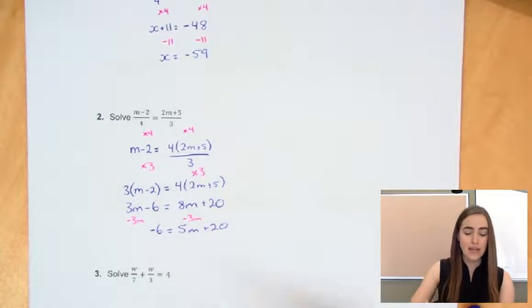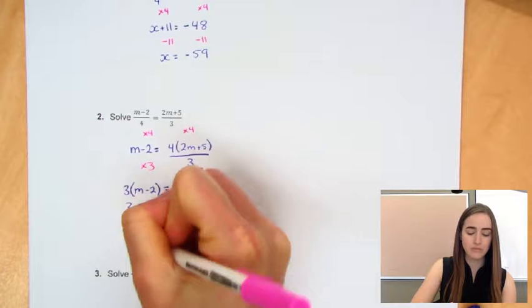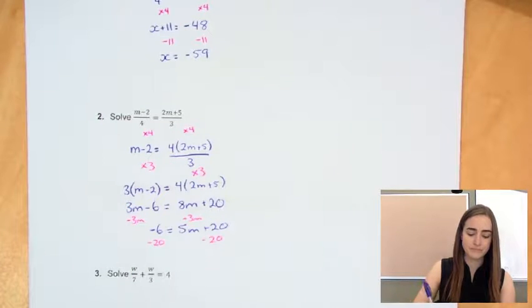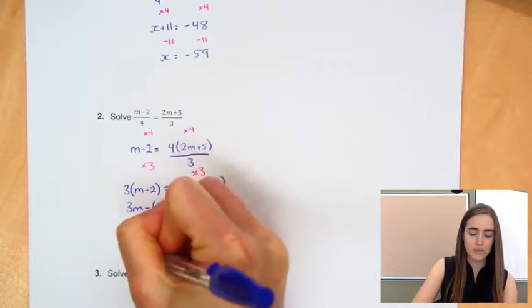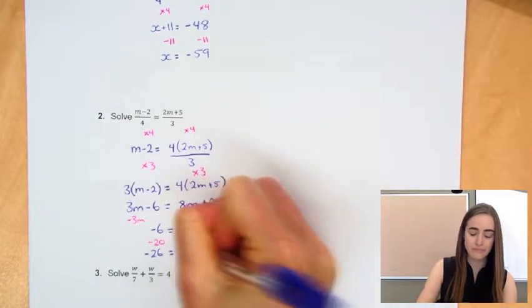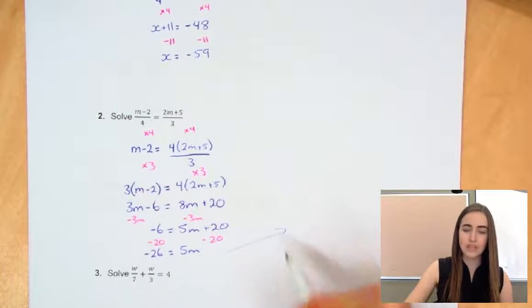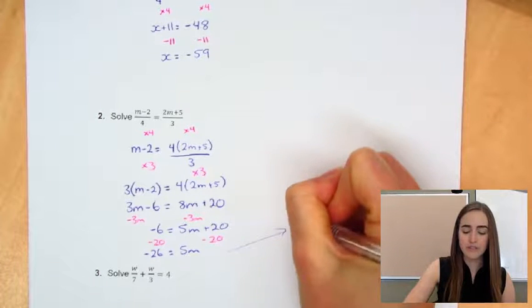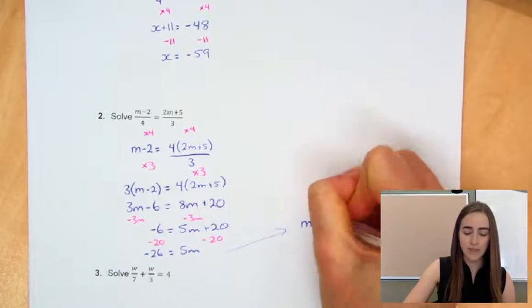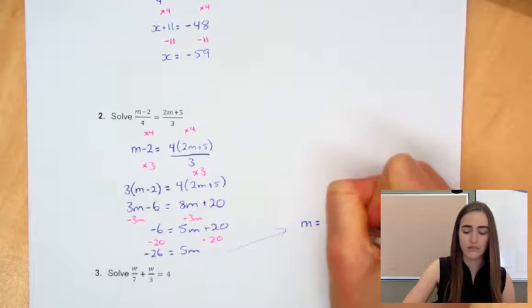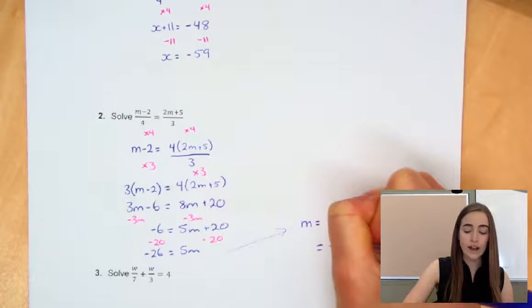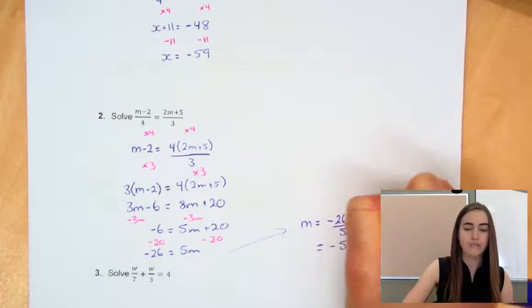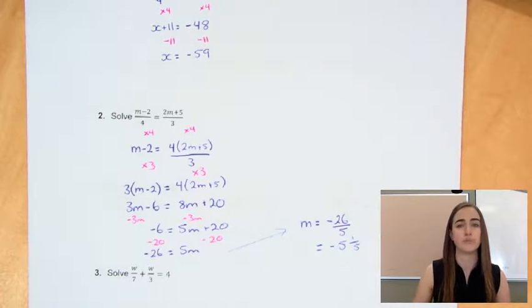Then we're still aiming to get that m on its own. So let's minus 20 from both sides. So we'll have minus 26 equals 5m. And I've run out of room, so I'm just going to go over here. But to get rid of that 5 then, we're going to divide both sides by 5. And we'll end up with m equals minus 26 over 5. Or you could write it as minus 5 and 1/5 if you wanted to have it as a mixed numeral.